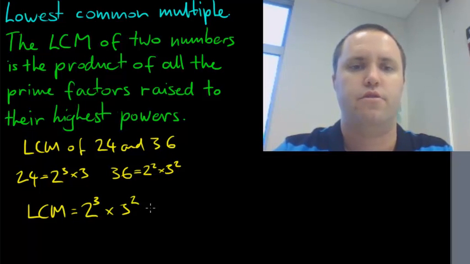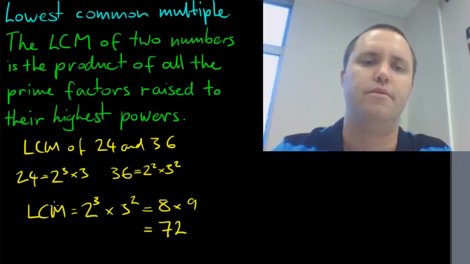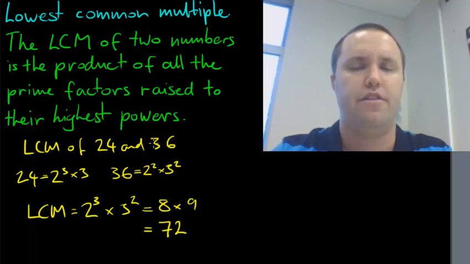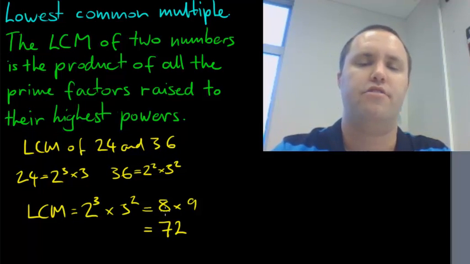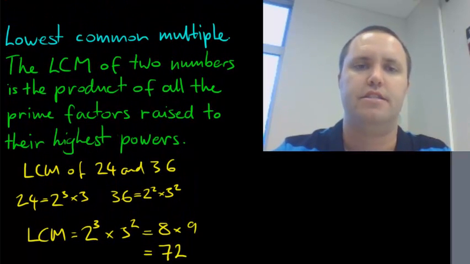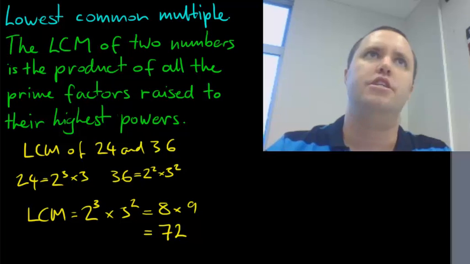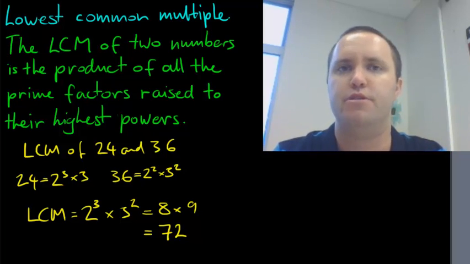So 2 cubed times 3 squared, 2 cubed is 8, times 3 squared is 9, 9 eights is 72. So 72 is the lowest common multiple of 24 and 36. 3 24s is 72, 2 36s are 72. Okay, so I want you to be ready to have a shot at a bunch of that stuff in class. Essentially, you just need to be getting very good, very fluent at your prime decompositions. Very important to be able to do that.